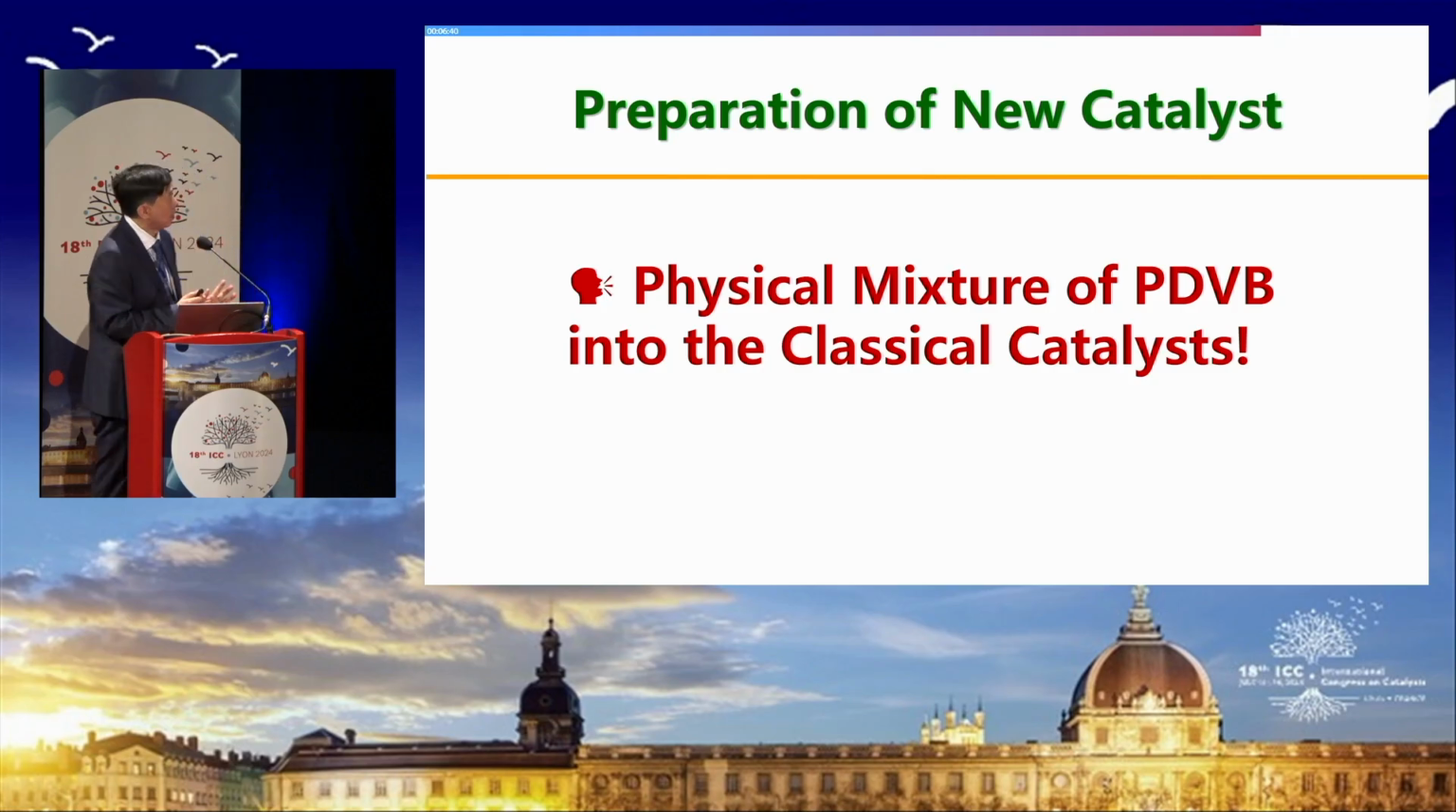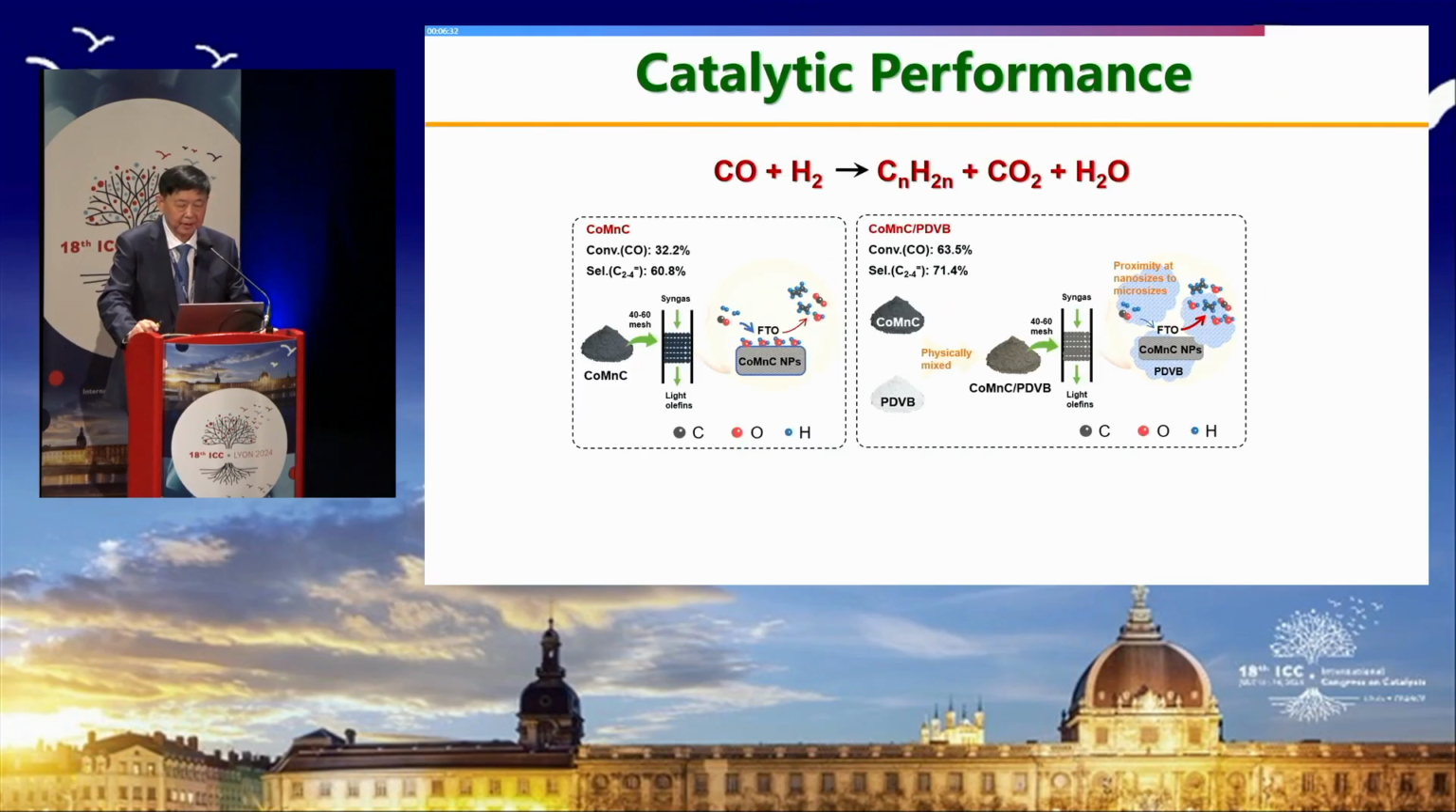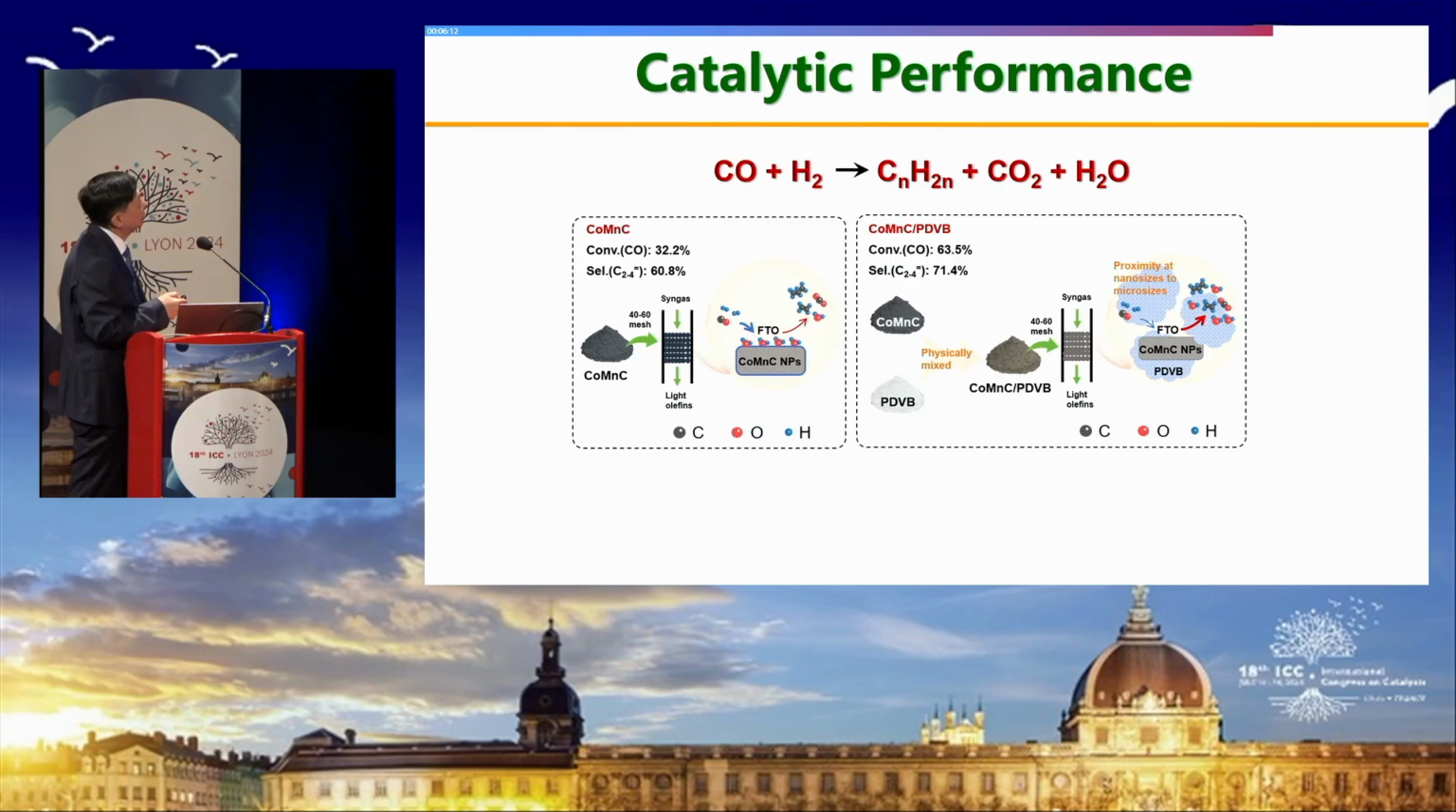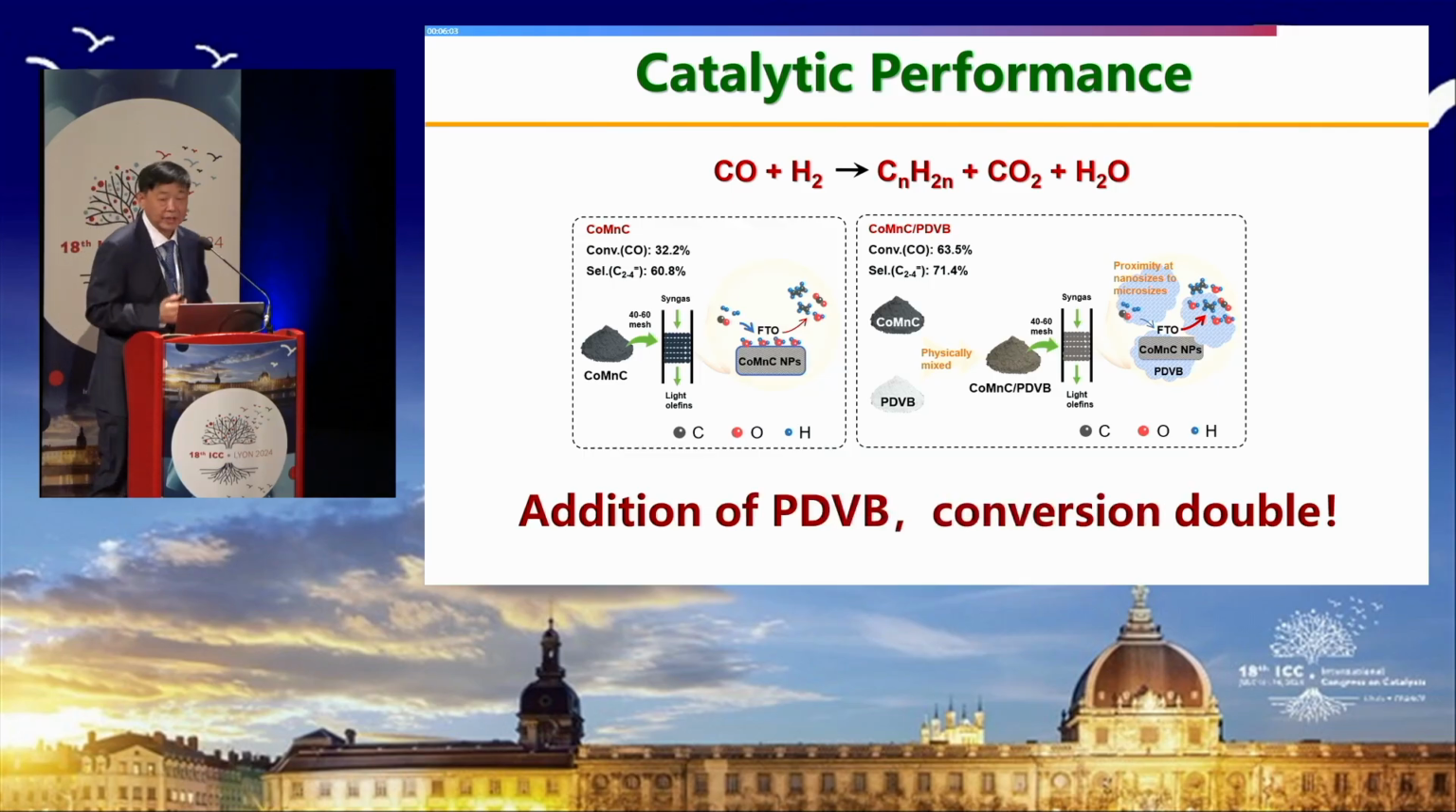For the preparation of a new catalyst, we just physically mix PDVB with the classical catalyst. Here the classical catalyst is cobalt-manganese carbide. Usually the classical catalyst gives conversion of about 30 and selectivity for light olefin of 60. But right now, with physical mixing, conversion is about 63 and selectivity is higher than 70. So just the addition of PDVB doubles the conversion, with no loss for the others.